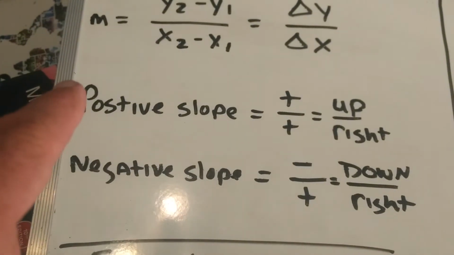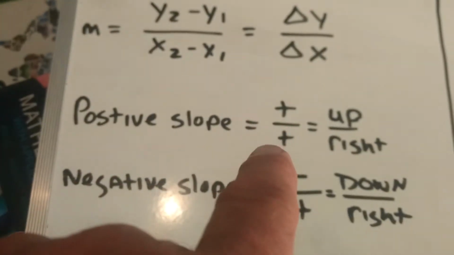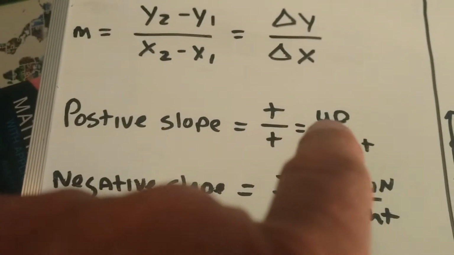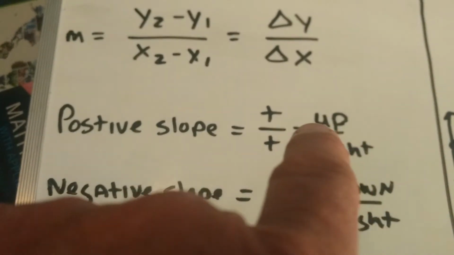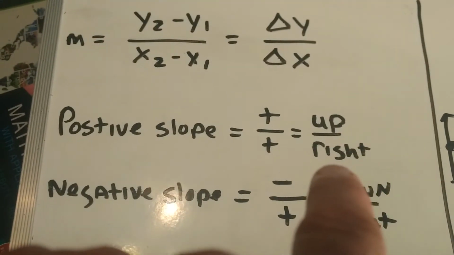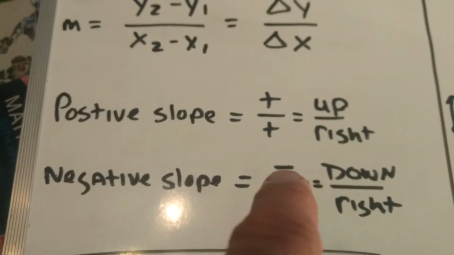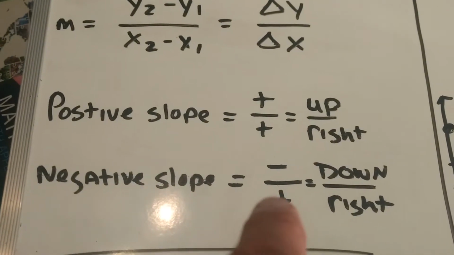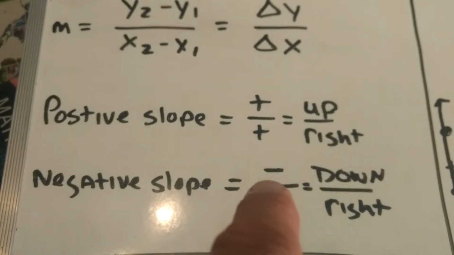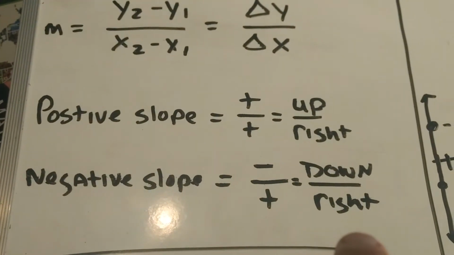Make sure you understand: if we have a positive slope, then the top is positive, and so is the bottom. So it causes us to move, whatever the top number is, up, and the bottom number to the right. If we have a negative slope, the top number is negative, and the bottom number is still positive. This is an easy way to do this. So with the negative slope, we go down for the top number, and we go to the right for the bottom number.